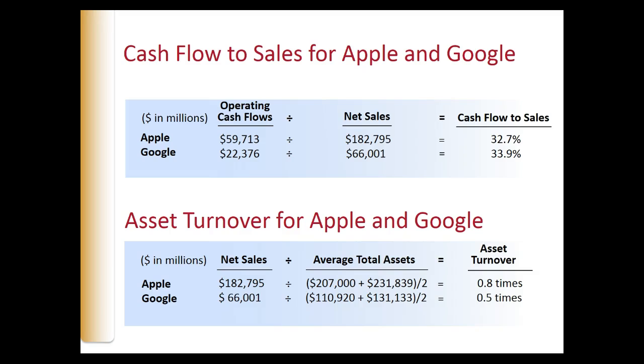Now, to maximize cash flow from operations, a company wants to increase both cash flow per dollar of sales and sales per dollar of assets invested. So they want to increase both the cash flow to sales and the asset turnover.